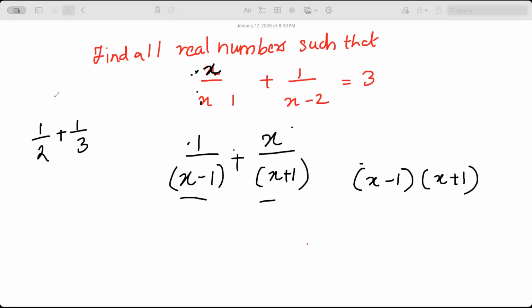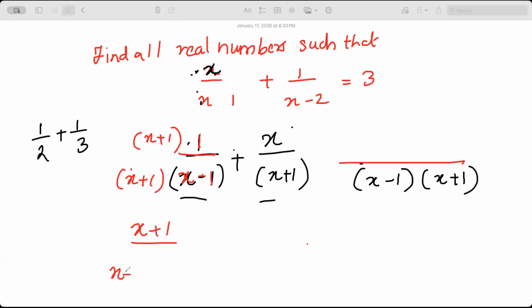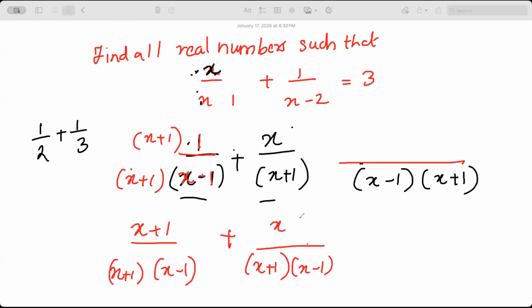Now I have to bring each fraction to a common denominator. So let's consider this fraction. What is missing in the denominator? X plus 1 is missing, so I multiply that in the numerator and denominator. So this fraction becomes x plus 1 by x plus 1 times x minus 1. You got it? And then the second fraction, what is missing? X minus 1 is missing. So this fraction becomes this. Now they have a common denominator.